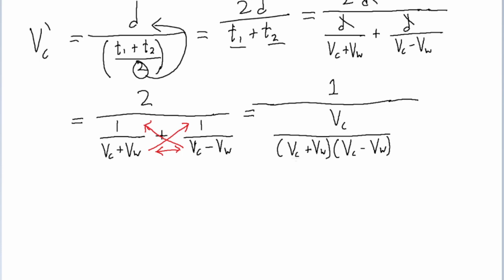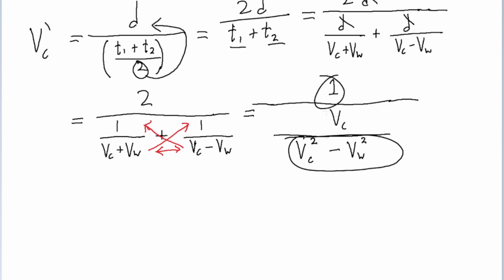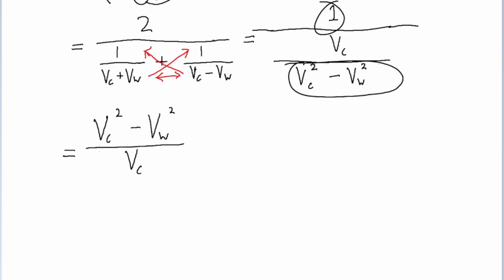Referring to the FOIL method, where we multiply the first together, then the inners, the outers, and then the last, and then add those terms together. And then this is what we end up with, v sub c squared minus v sub w squared. Finally, we'll bring the denominator's denominator into the full numerator where the 1 is, because that's how fractions work. And we ultimately end up with v sub c squared minus v sub w squared, all divided by c.